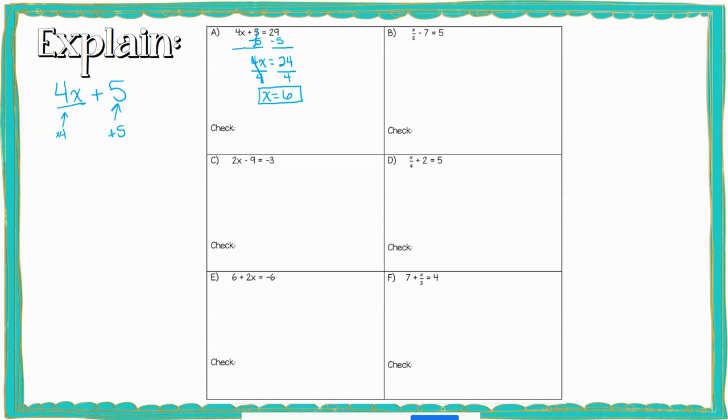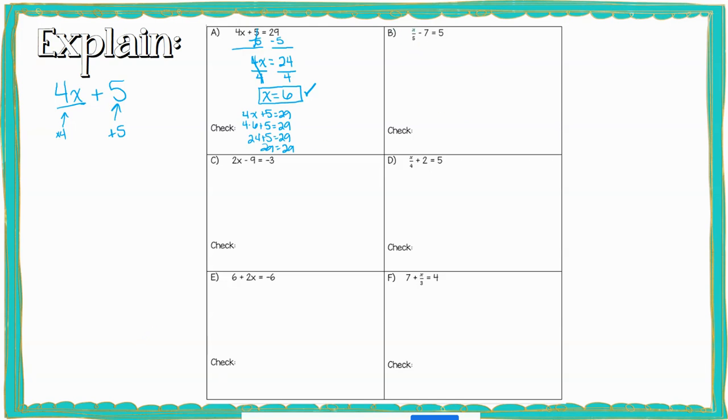I can check this by putting it in my original equation, which said 4x plus 5 equals 29. Well, x is 6, so I would do 4 times 6 plus 5 equals 29. 4 times 6 is 24, and I would do 24 plus 5 equals 29. When I solve 24 plus 5, I would get 29. So since this is balanced, that means my answer of x equals 6 is correct.